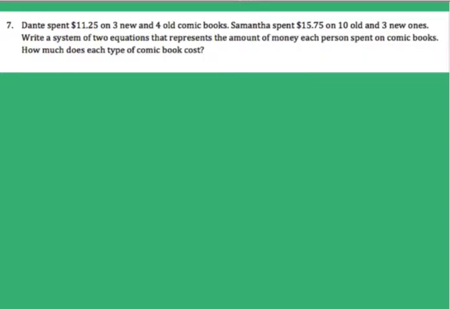Now, let's go ahead and take a look at some of these word problems. So number 7 says that Dante spent $11.25 on 3 new and 4 old comic books. So I'm going to let new be X and old be Y. Samantha spent $15.75 on 10 old, now remember that old is Y, and 3 new ones. Write a system of equations that represents the amount of money each person spent on comic books. How much does each type of comic book cost?